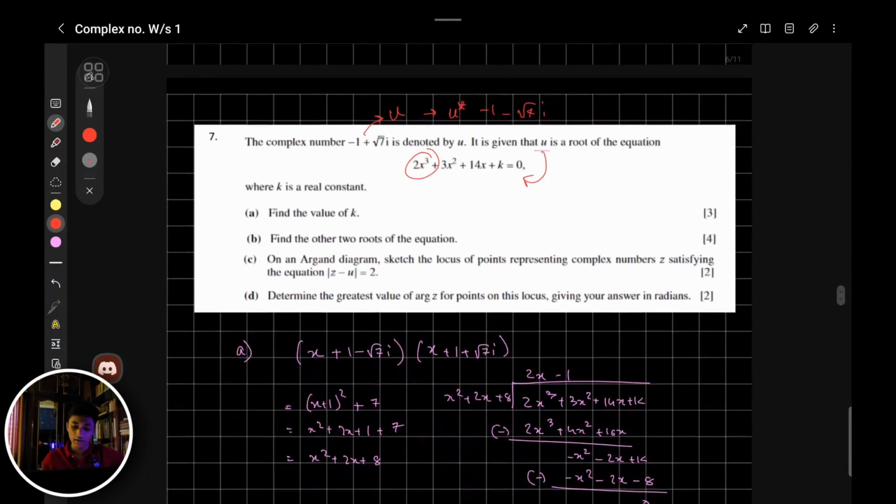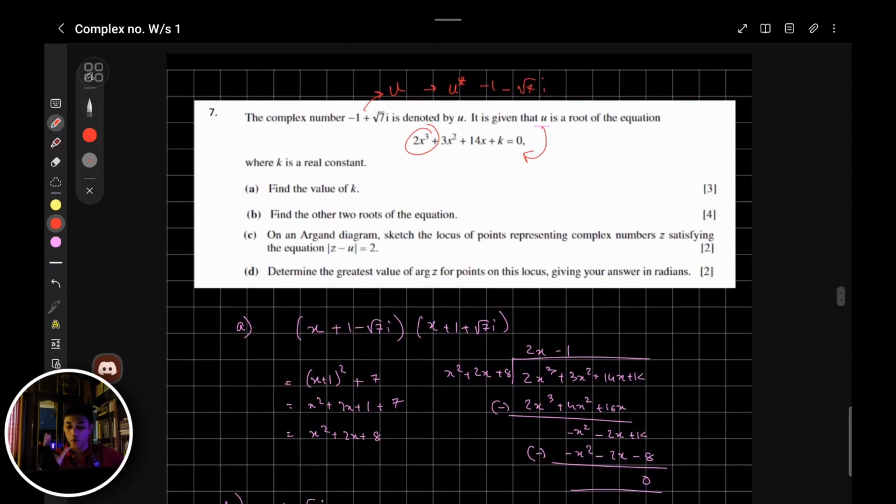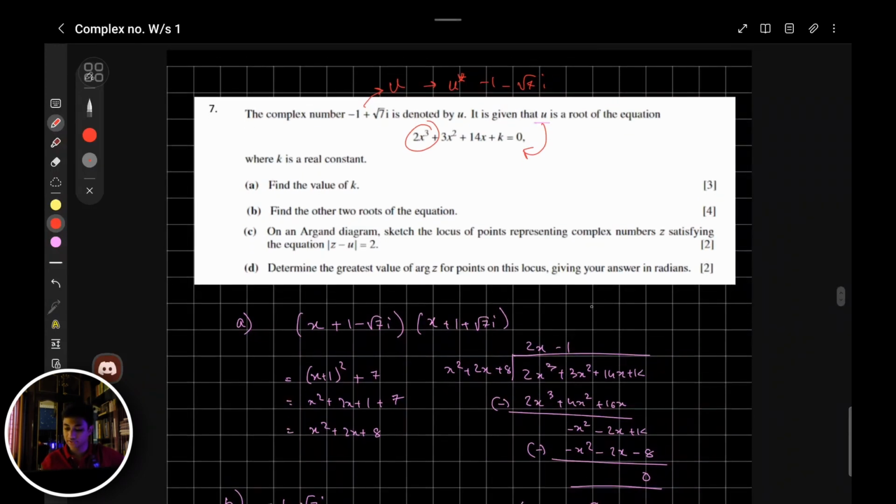So now, one way to answer this question could be by finding one of the factors, meaning that you know two roots, which are minus 1 plus root 7i and minus 1 minus root 7i. You can multiply both of these factors and get an equation which is going to be another factor of this entire equation.